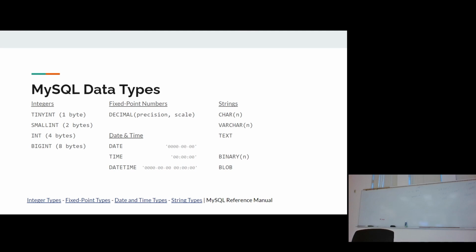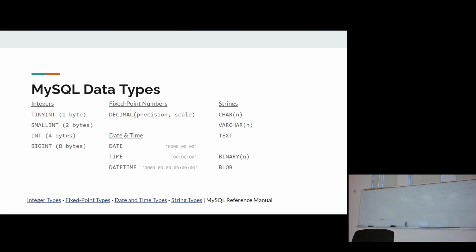Last ones. There's a binary and there's a blob. A binary n is basically a char n. Char n says I can have this many characters. Binary n says I can have this many bytes. So binary 16 means I can have 16 bytes of data in that column. So it's used for storing binary data, not textual data. Does that make sense? That's good for things like passwords, because you want to hash your passwords. You want to keep them basically encrypted. You don't want to store your passwords in plain text.